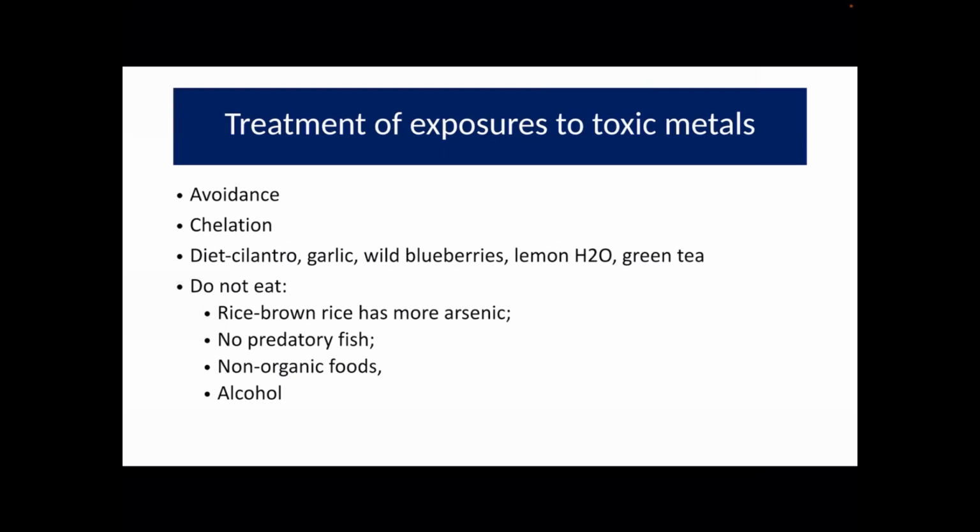We tell patients, don't eat brown rice or rice. It has a lot of arsenic in it, if you're not aware of that. The predatory fish, the large fish that eat the other ones, have a significant amount of mercury. Non-organic foods are based in a lot of pesticides, many of them are arsenic based, etc. And alcohol as well doesn't help because it helps to divert your detoxification process to detoxifying the alcohol.